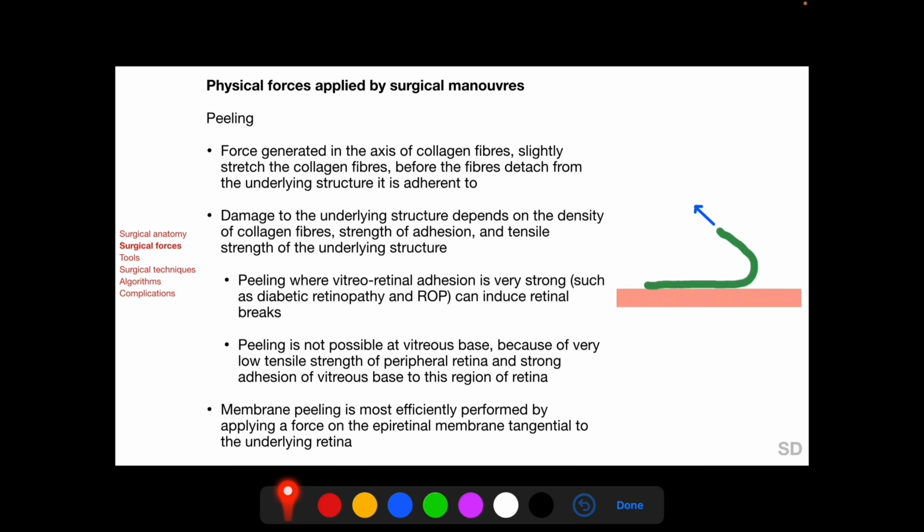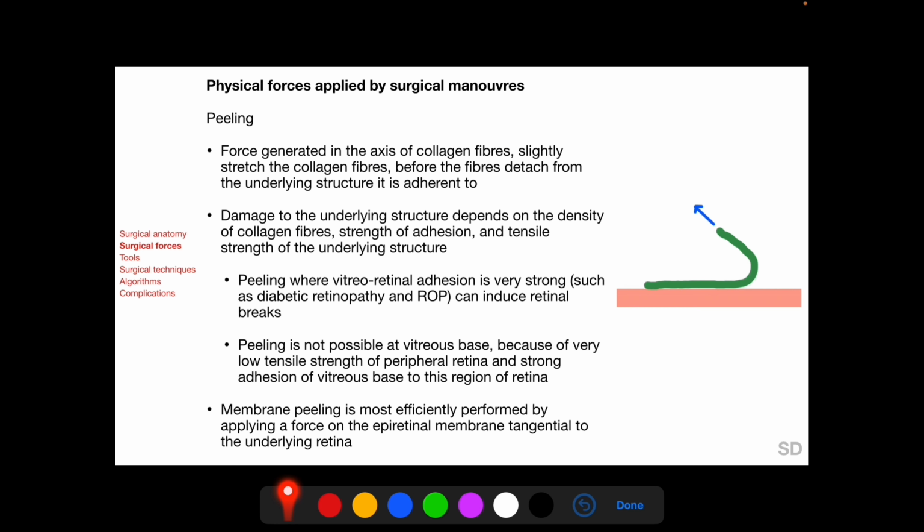Physical forces applied on tissue by surgical maneuvers include peeling, shearing, and phatic failure. In peeling, as represented by this diagram, force is generated in the axis of collagen fibers of tissue, which is to be detached from underlying structure to which it is adherent.